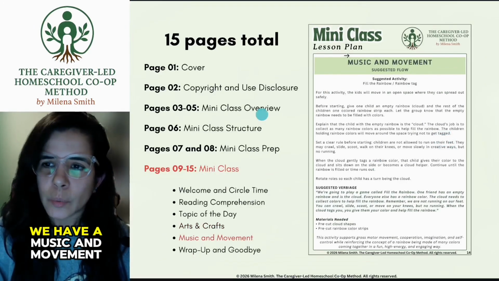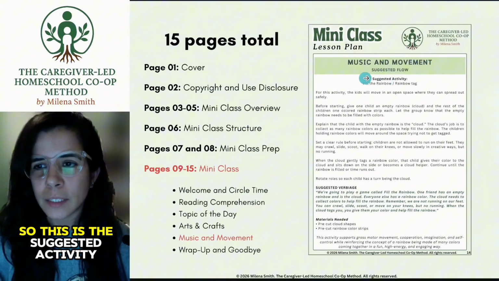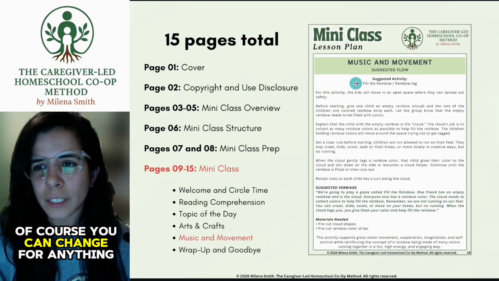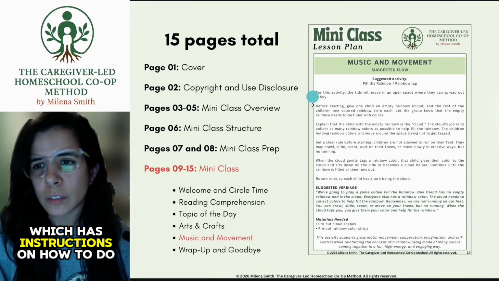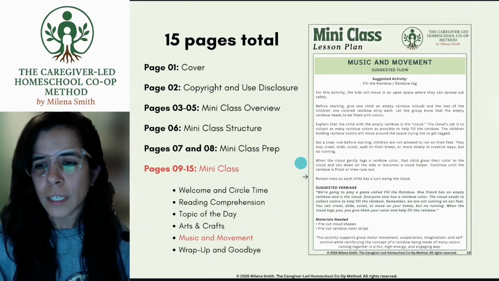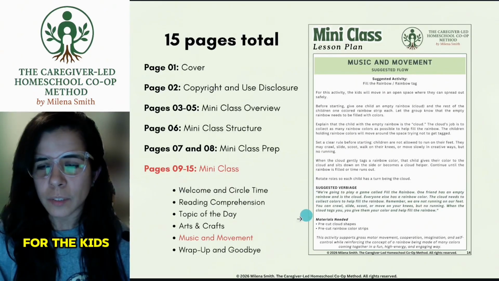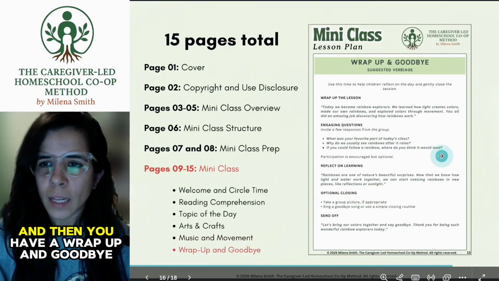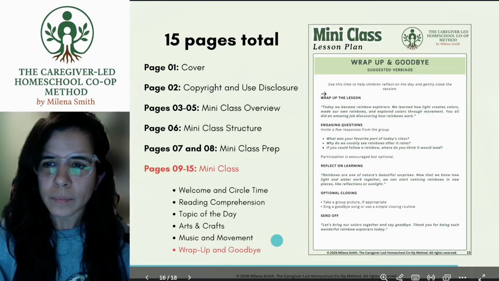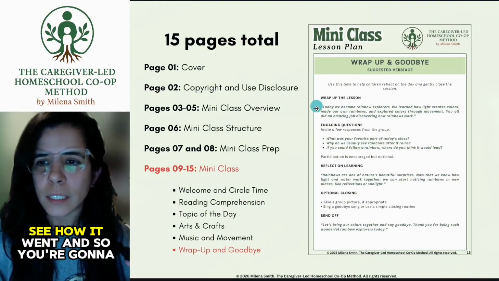And then in the end, we have a music and movement activity. So this is the suggested activity. Of course, you can change it for anything that you see fit, which has instructions on how to do the activity, and then a suggested verbiage on how to explain the activities for the kids, what you might need. Everything is right here. And then you have a wrap up and goodbye, where you also use this time to reflect on the session, see how it went.